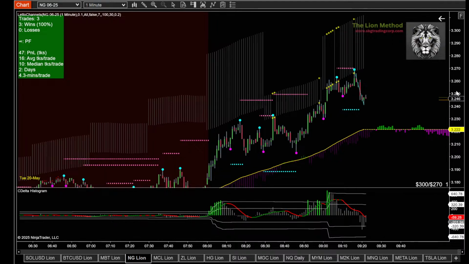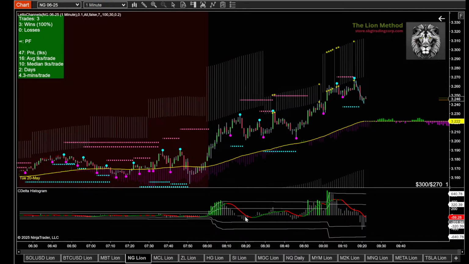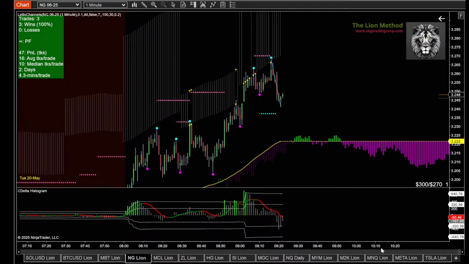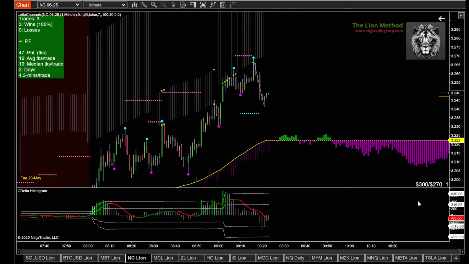So if we're above the 100 and we go from a negative delta up to starting a green delta, it could be an area of buying. Looking for trend trade ideas. That's all we're doing. Now, nat gas, this could be our first trade of the day.